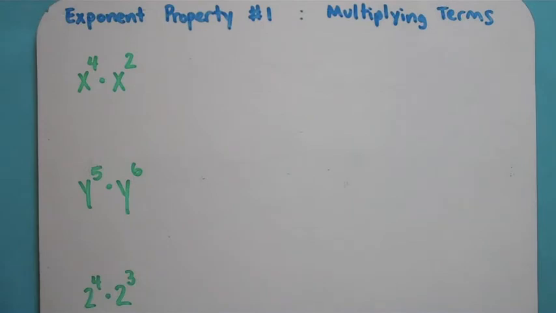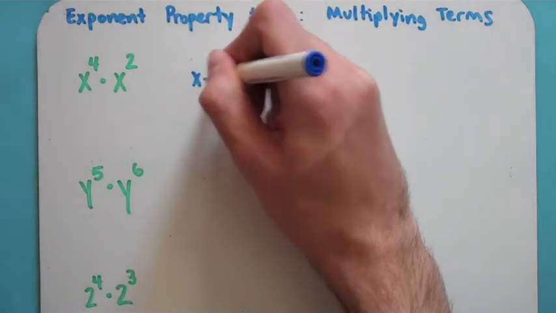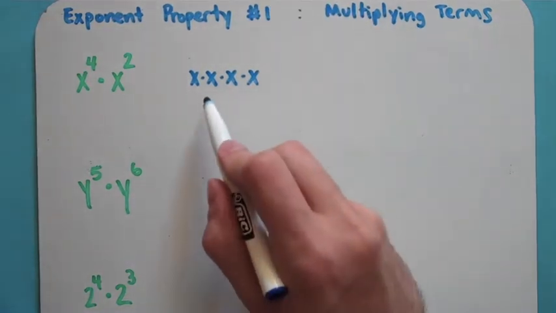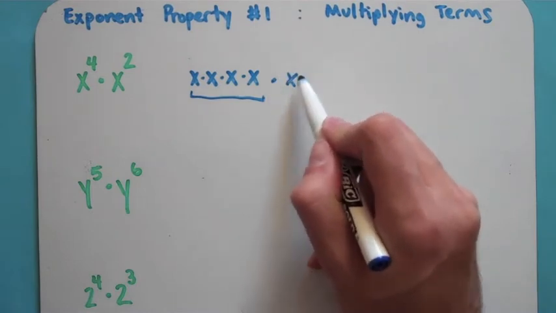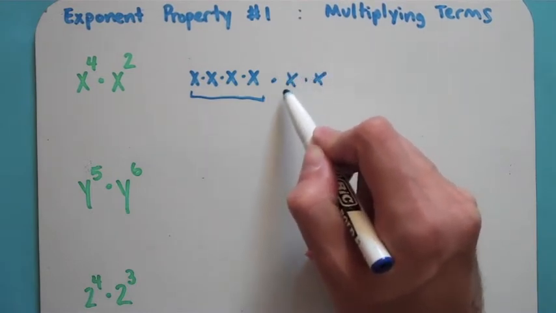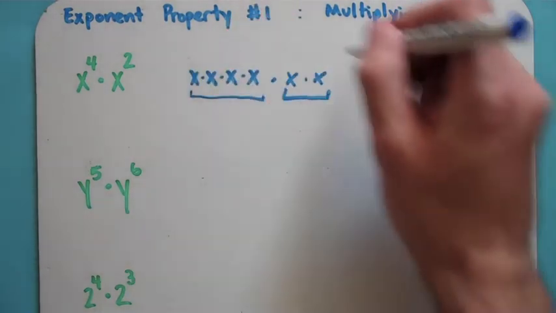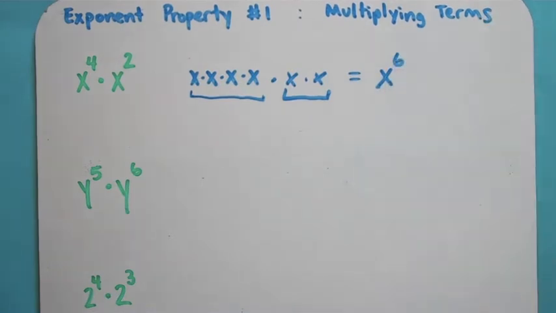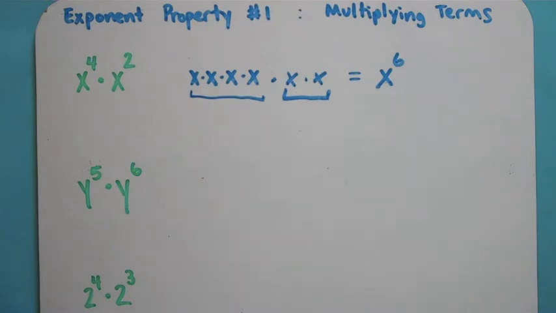And what I'm going to do here is actually write out my problem with a bunch of x's and see where it takes me. X to the fourth really means x times x times x times x. We're multiplying four x's together. And that's being multiplied times x squared, which is really x times x. So there's my x to the fourth, there's my x squared. If I multiply all those x's together, what I really have there is 6 x's being multiplied. So if I do x to the fourth times x squared, I get x to the sixth.